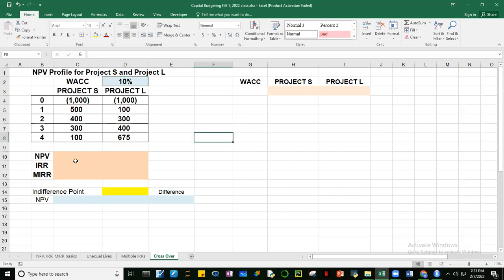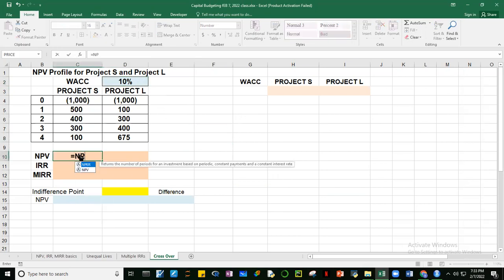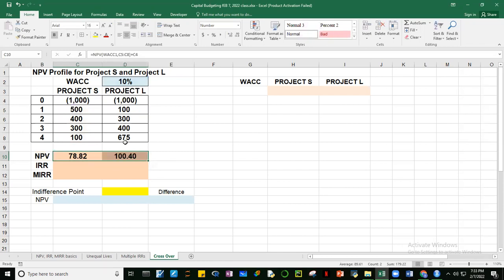WACC 1. Okay, so for the NPV, rate natin is WACC 1. And then the values, guys, remember, dapat yung mga from year 1 lang. Okay? And then plus natin si year 0. That's your NPV. From year 1, and then plus natin si year 0. So that's 78.82, and then si project L, 100.4.